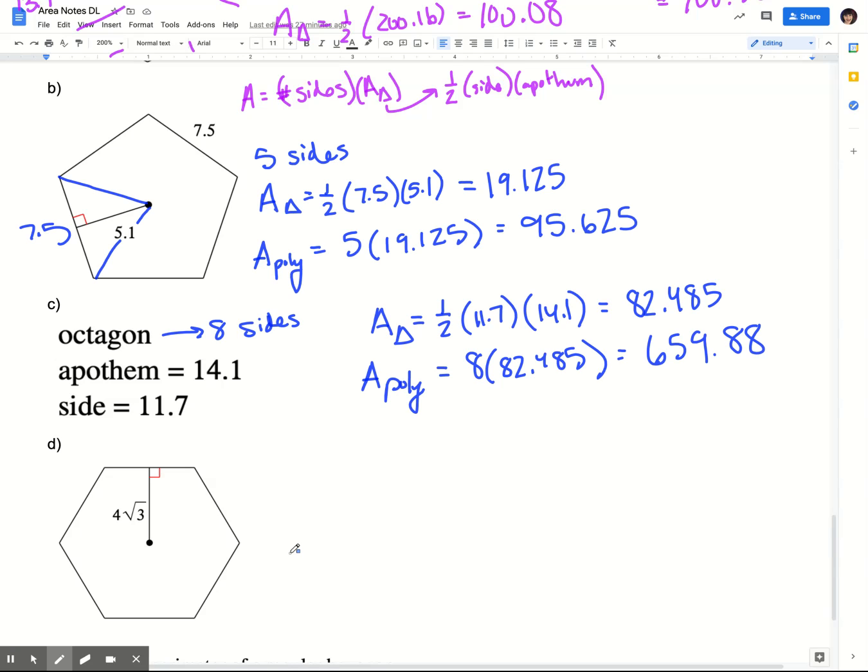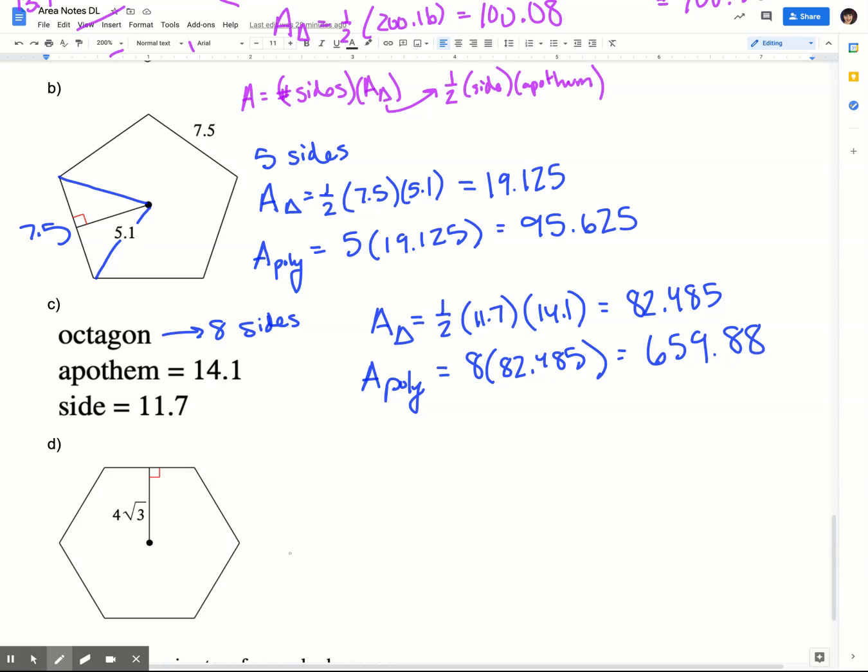All right, folks, go ahead and check your answers for those two against mine. For the first one, part B, that is a pentagon. It has 5 sides, and they gave me that the side length was 7.5, so that's my base, and the apothem was 5.1, so that's my height. The area of one of those isosceles triangles is 19.125, and then I'm multiplying it by 5, and I got 95.625. If you rounded at a different spot than I did, you may have gotten a slightly different decimal than I did, but that's okay. As long as your process was correct, you're golden.